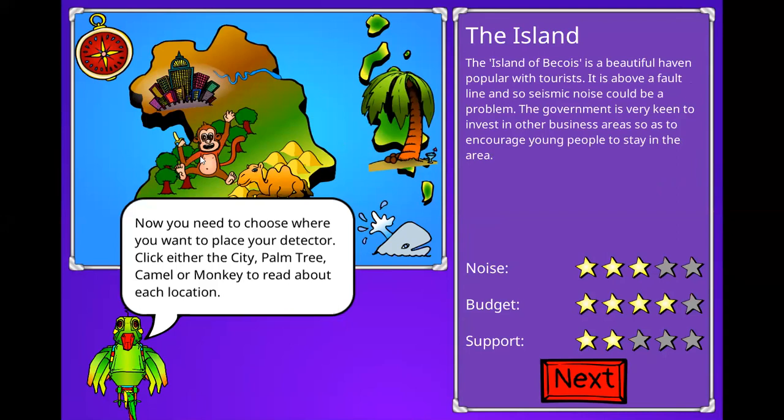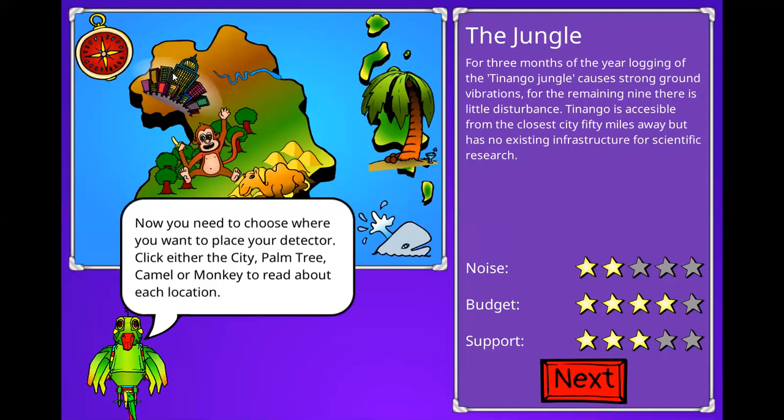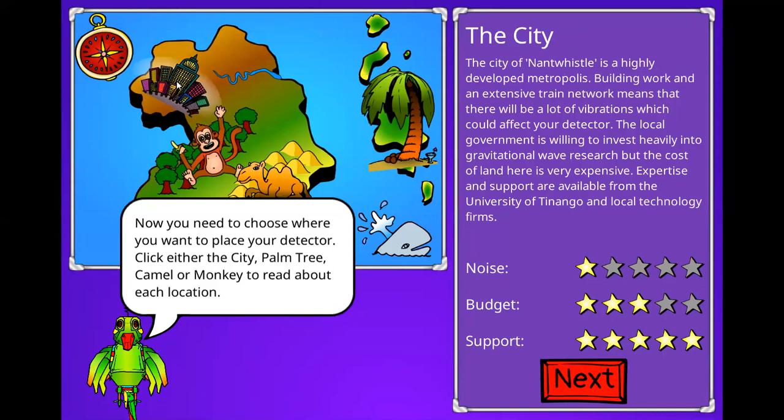Someone? The first one? The city? The city, yes. Why? To analyze, we have to have a good support and a good budget. Yes, but the noise is actually too much. Yeah, but with a good budget and a good support. Okay, I will follow your approach.